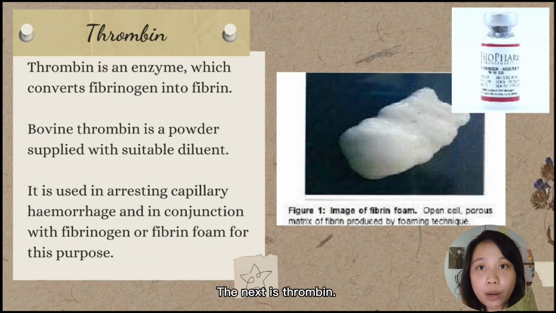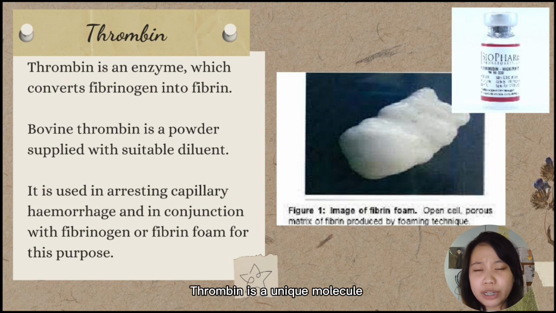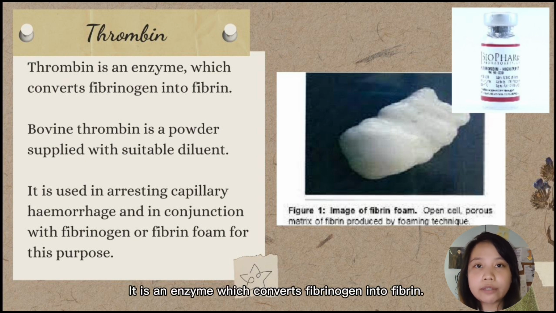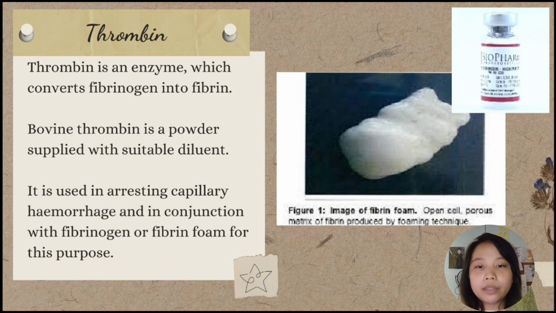The next is thrombin. Thrombin is a unique molecule that functions both as a procoagulant and an anticoagulant. In its procoagulant role, it activates platelets through its receptors on the platelets. It regulates its own generation by activating coagulant factors 5, 8, and even 11, resulting in a burst of thrombin formation. It is an enzyme which converts fibrinogen into fibrin.